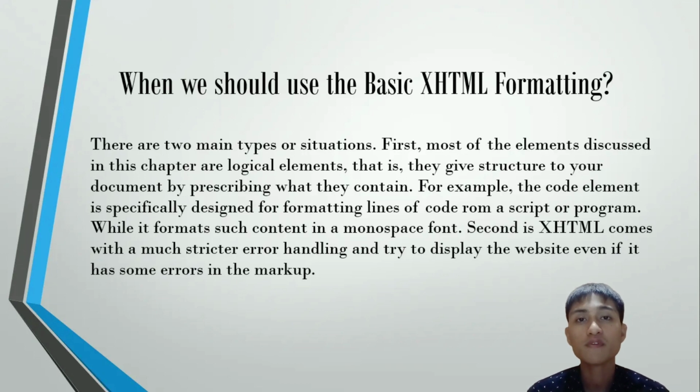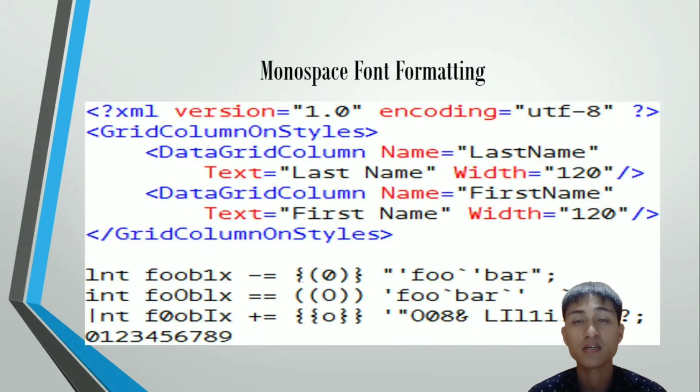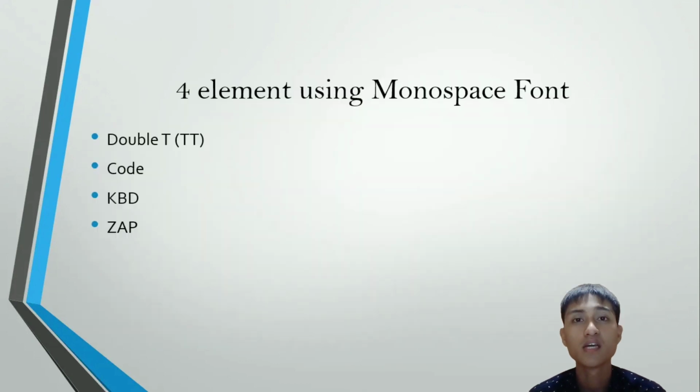When we talk about monospace font, these are samples. Monospace font is defined as follows: there should be two fonts available, a proportionally spaced font such as Times and a monospace font such as Courier. Some examples of text that should be displayed in a monospace font are computer code, URLs, and commands to enter using the keyboard. There are four elements that format text using a monospace font: the double T, code, KBD, and SAM. These elements represent typewriter text, computer code, keyboard instructions, and sample text respectively. So that's all. Thank you.